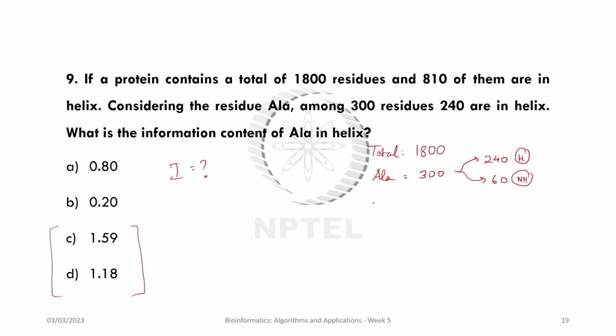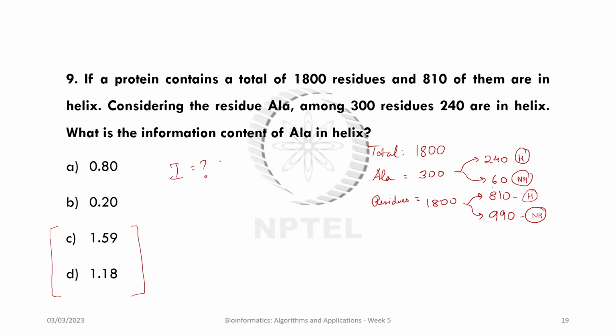And when you take all other residues in general, I'm going to give residues, which is again 1800. And how many of them are helix? 810 are in helix. 810. So that leaves us how many? 800 minus 10 would be 90, right? It is 18. Okay. So 810 are helix, 990 are not helix.